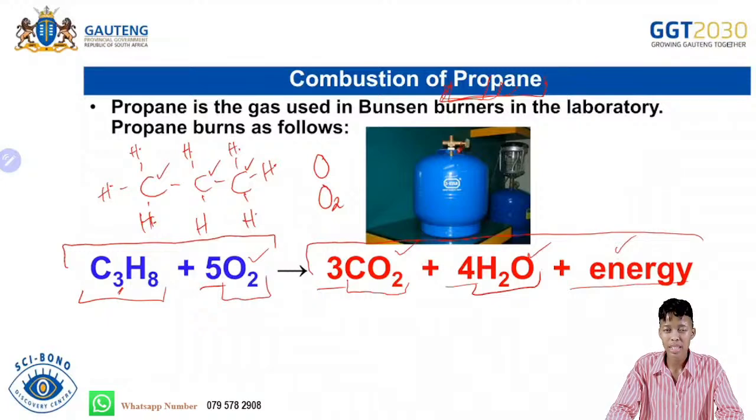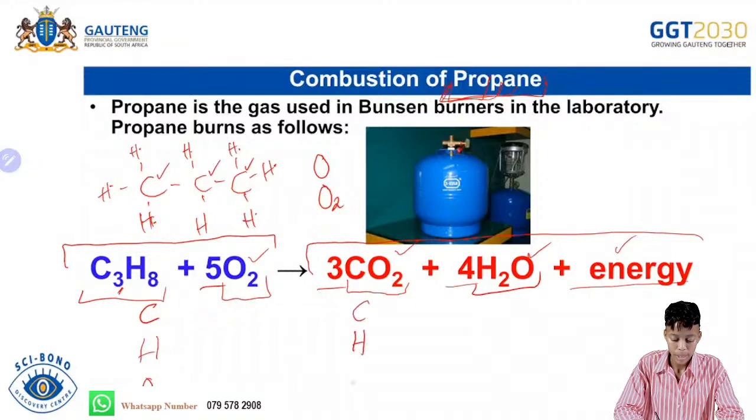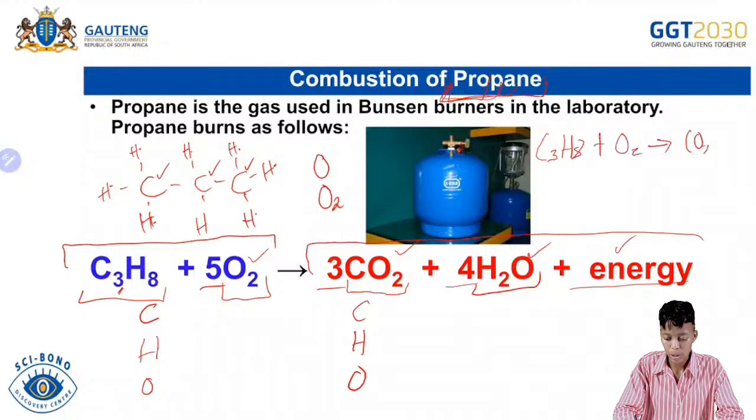So after you have written your reaction, the next step is that you need to make sure that you balance your reaction. So how will you balance? You will write carbon, hydrogen, and oxygen on the left hand side. Then you write carbon, hydrogen, and oxygen on the right hand side. Because initially, what is it that you have? Initially, you had C3H8 plus O2 to give us CO2 plus H2O. So that is what you had initially.